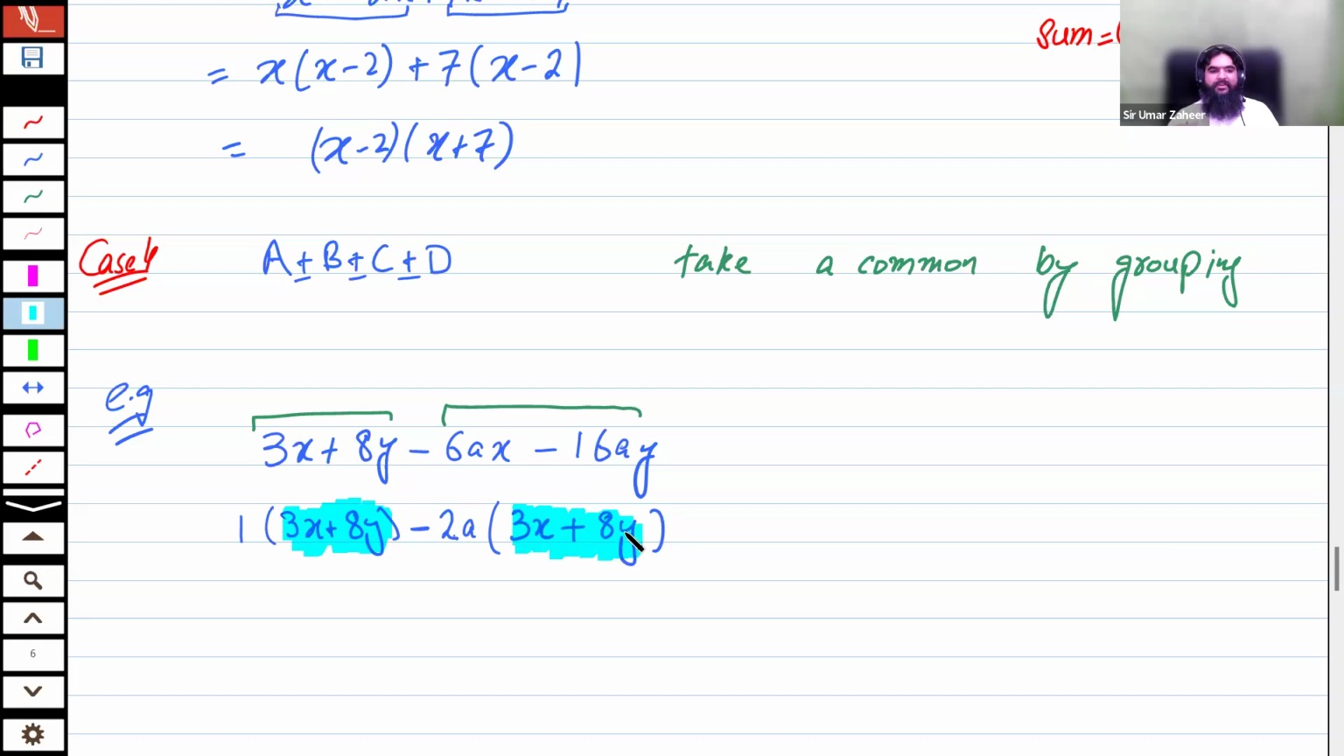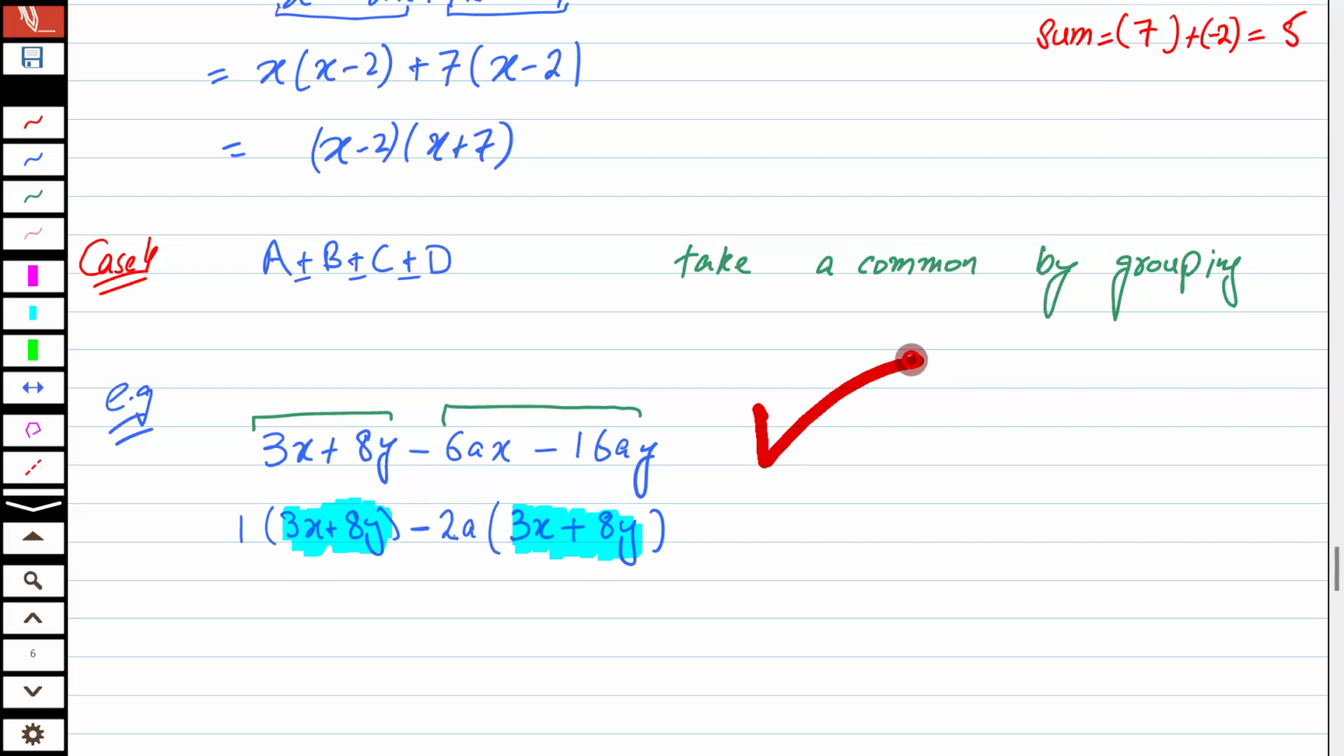For example, if the examiner gives you four values and you have to take a common by grouping, and these values are not the same, what you will do is rearrange the values. That means you have to write 3x with minus 6ax and 8y with minus 16ay and take a common again, until these values are the same. Yes, everyone, is it clear? Yes, sir. Yes, Tuba.